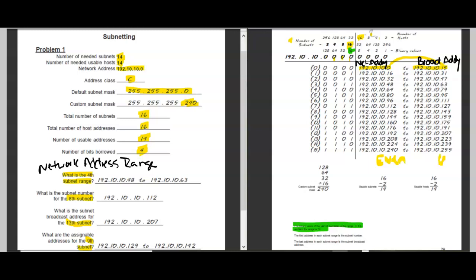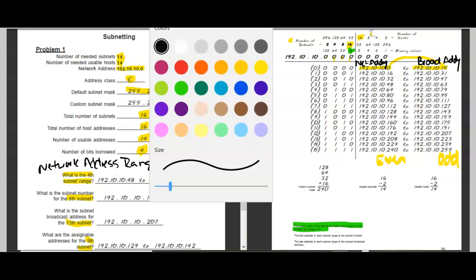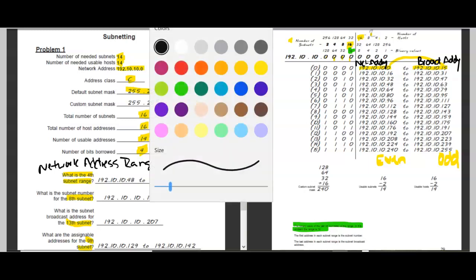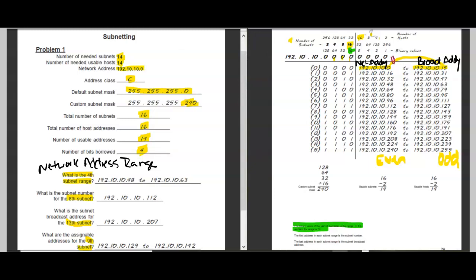Broadcast addresses, always odd. Something else to consider is when you're working with these, your usable space is whatever is in between. So this is my usable address space. And so for me, I always like to write it out. That's up to you. You're not required to.